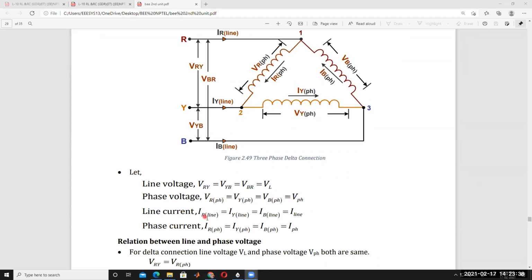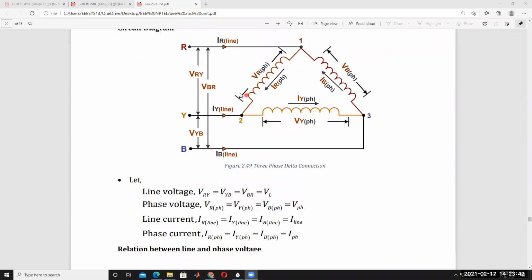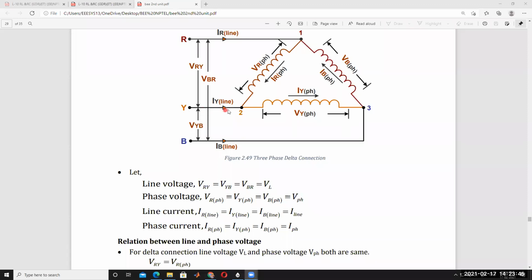And then line currents: IR line, IY line, IB line is equal to I line. This is called line currents. Then phase currents: IR phase, IY phase, IB phase. These are the different types of phase current. Okay, line voltage, phase voltages, line current, phase currents. These are the different types of representation, and then the relation between the line and phase voltages.